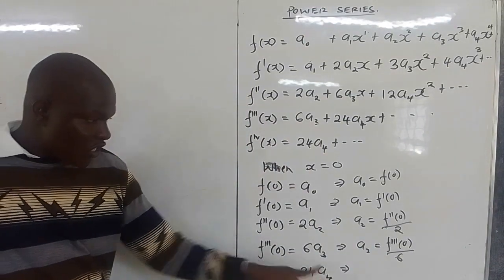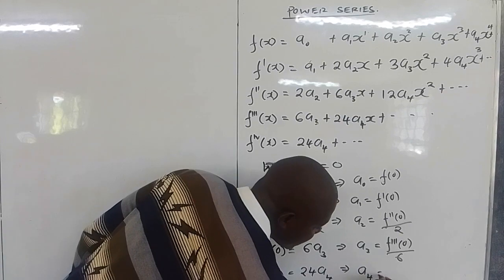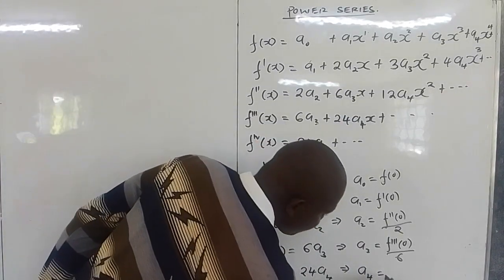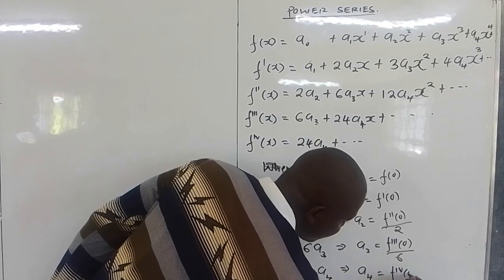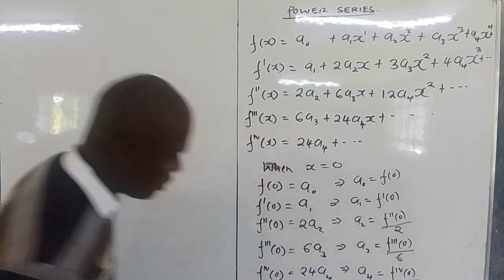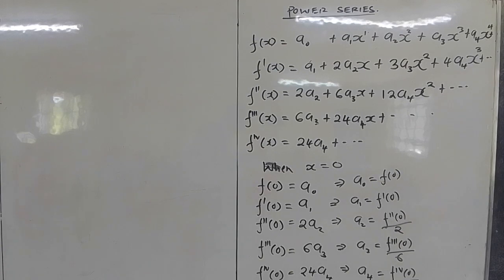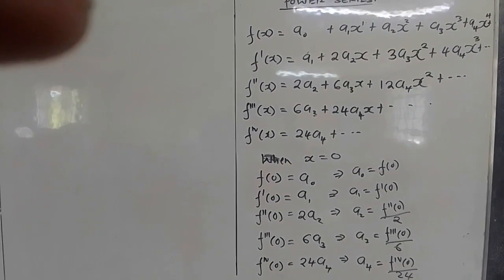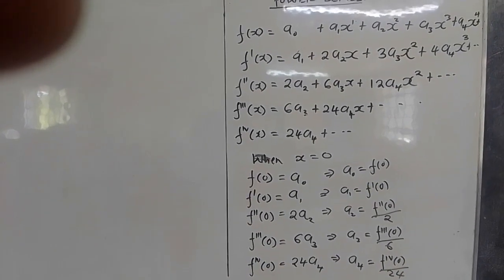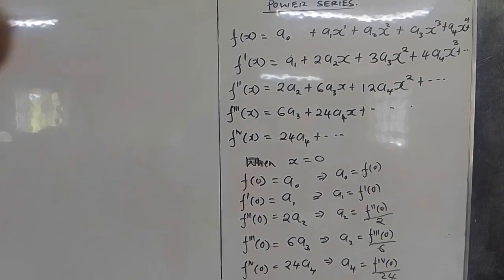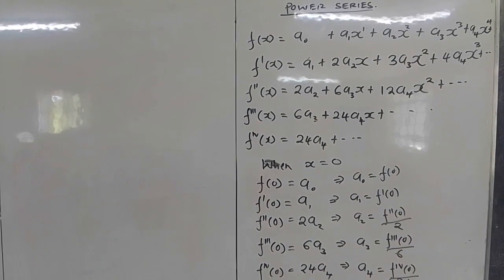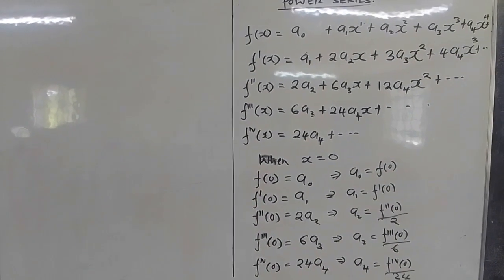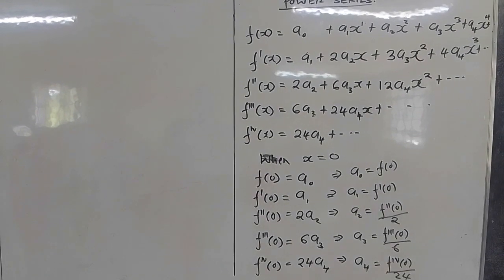Then you move here. What is a4? Divide both sides by 24, isn't it? You get a4 is f fourth derivative of 0 over 24, isn't it? The fourth derivative of 0 over 24. Now look here.